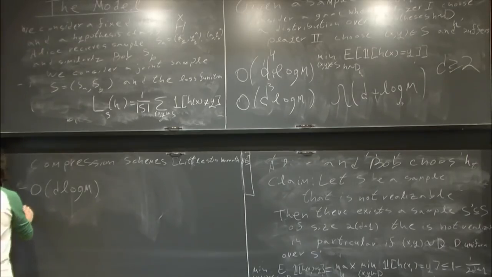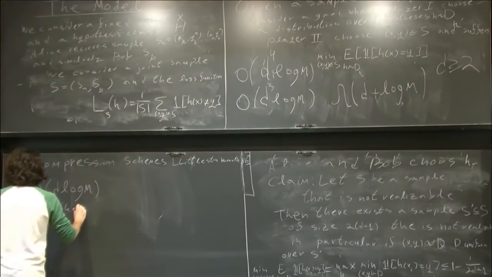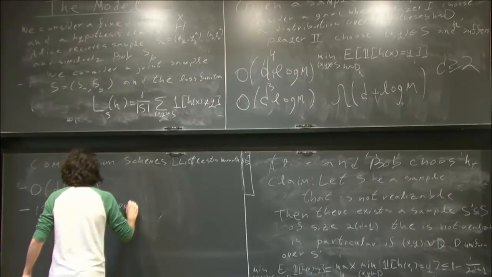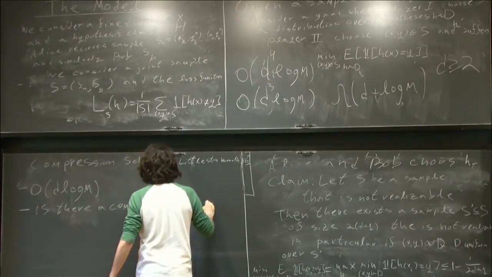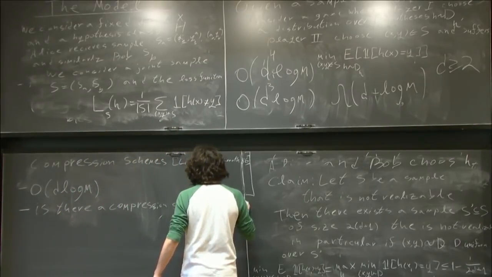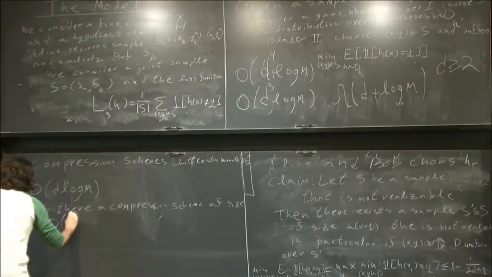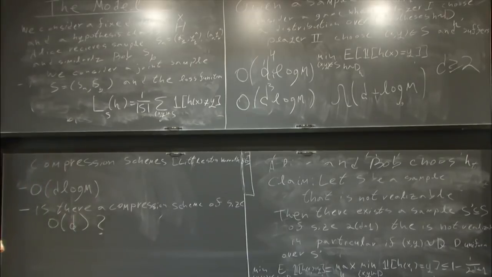And the main question is, and still is, whether there is a compression scheme of size order D. For a long time, not only did we not know that there is an order D, there was actually no bound. The best known algorithm, the same algorithm as we showed, was always dependent on the size of the sample.